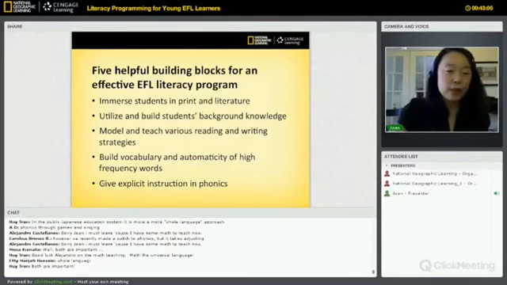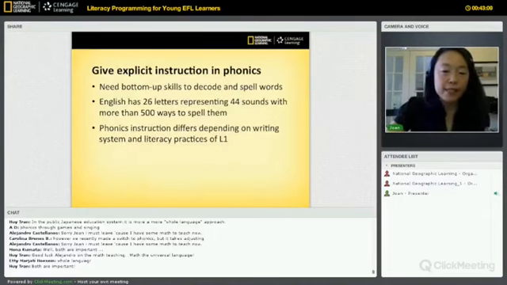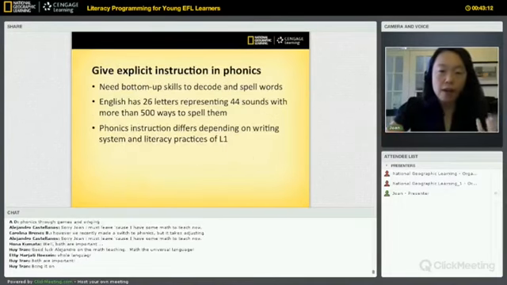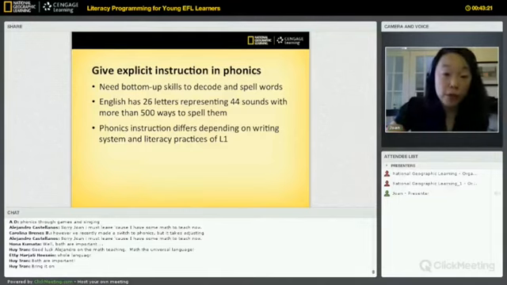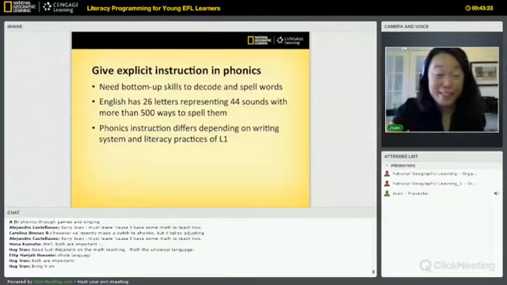Okay, the first one that I'm going to point out is what I definitely see as a part of EFL Young Learner instruction, which is explicit instruction in phonics. That is one part of a balanced literacy approach. It is very important, right? Students need bottom-up skills to decode and spell words, especially since English has 26 letters representing 44 sounds, with more than 500 ways to spell them. Can you imagine?